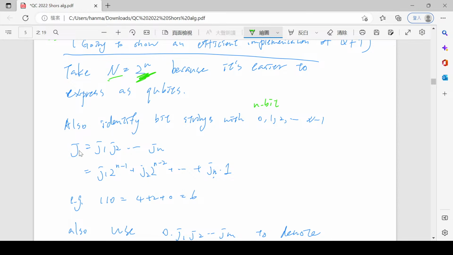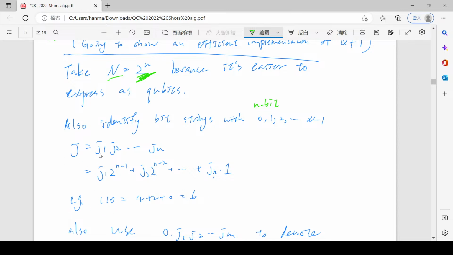So that's basically just writing in binary. If we have some number j, you can write it in binary as j1, j2, up to jn, and it means j1 times 2 to the n minus 1, plus j2 times 2 to the n minus 2, plus all the way to jn times 1. You should all be very familiar with this, the conversion between the usual number and its binary expression.